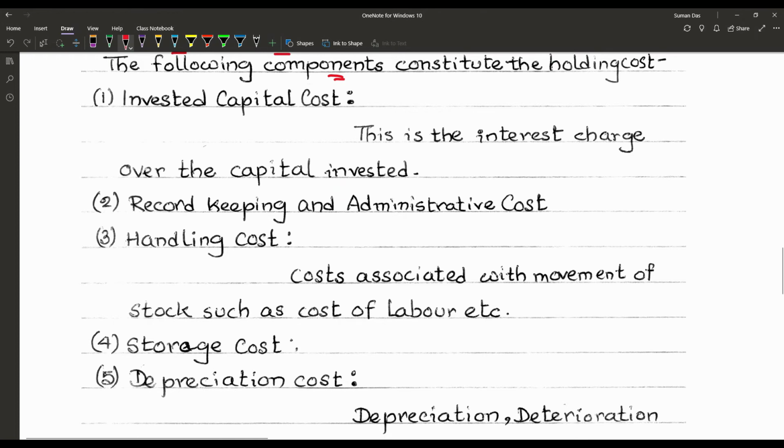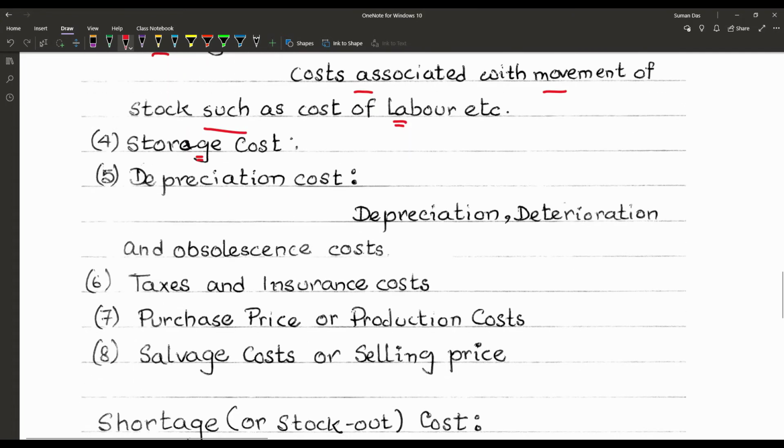Number 1, the invested capital cost, and this is the interest charge over the capital invested. The record keeping and administrative cost is also belonging to the holding cost. The handling cost, that is the cost associated with movement of stock such as cost of labor, etc. The storage cost, the depreciation, deterioration and obsolescence costs are also belonging to the holding cost. The taxes and the insurance cost, the purchase price or the production costs, and the salvage cost or the selling price.